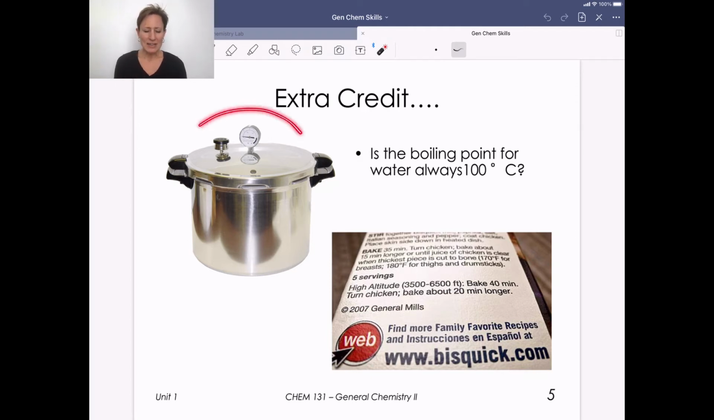And I've got a couple of hints here. This is a pressure cooker. And here's some directions about high altitude cooking. So think about that. Send me an email and you can get some extra credit.